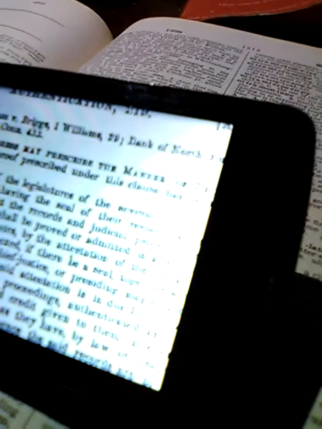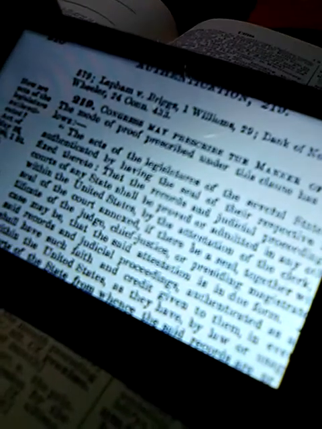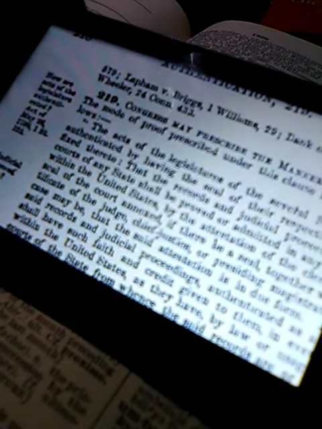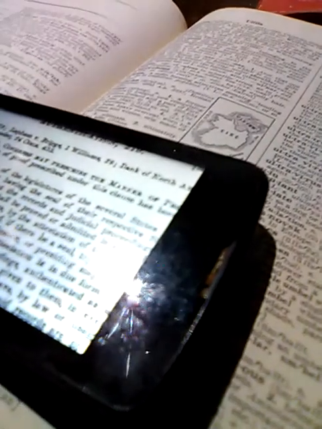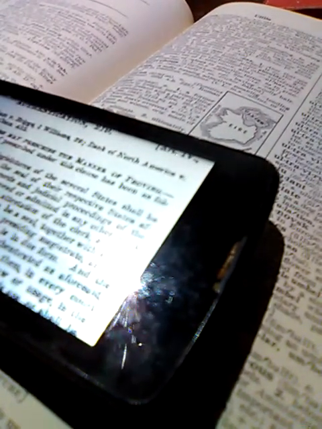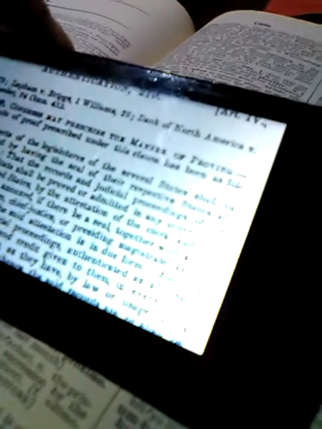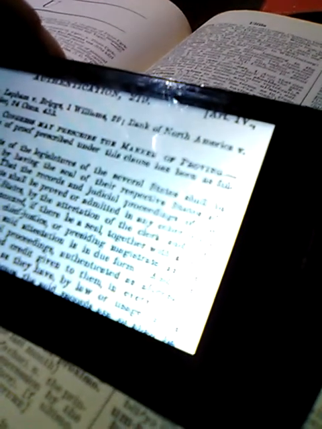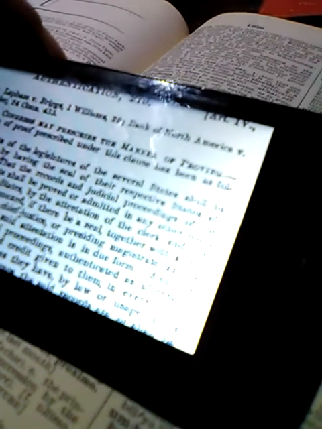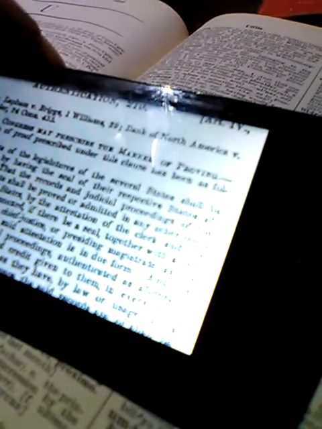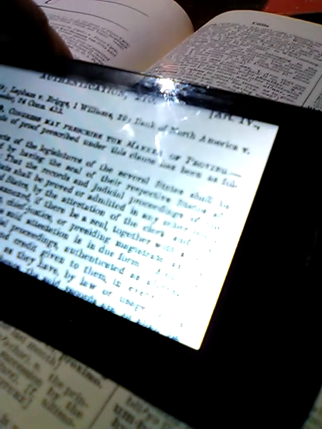How are the acts of legislature authenticated? Act of May 26, 1790. Now, Congress may prescribe the manner of proof. The acts of the legislature of the several states shall be authenticated by having the seal of the respective states affixed thereunto. That the records and judicial proceedings of the courts of any state shall be proved or admitted in any other court within the United States.